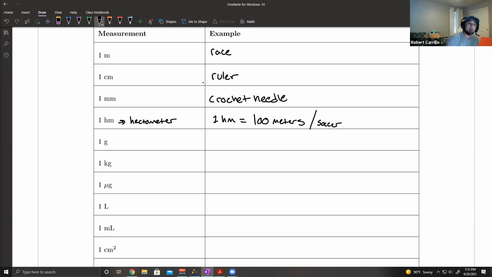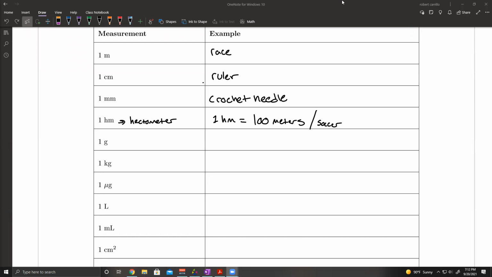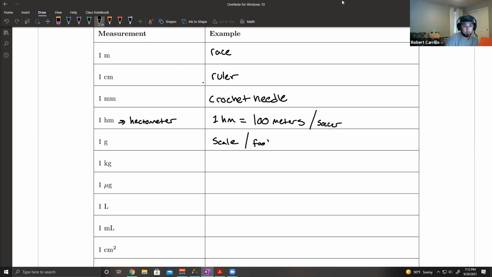Okay. What about 1 gram? Where would you see that at? A scale? Like an alternate weight on food packaging. There you go. Scale. Food packaging. Love it. Love the answers.